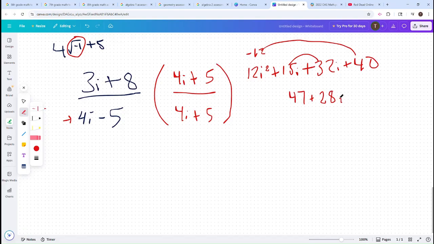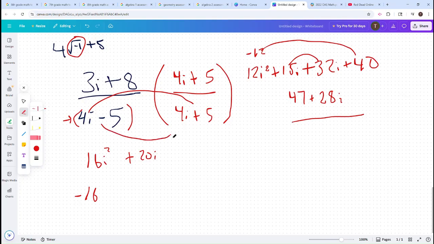We usually put the variable first. So if you want to do 28i plus 47, that's just fine. 47 plus 28, that'll equal the same thing. And we're going to do the same thing down here with this. But something cool is going to happen when you do it down here, because we have 4i times 4i, that's 16i squared, which we know will become negative 16. We got 4i times 5, which is 20i. And we have negative 5 times 4i, which is negative 20i.